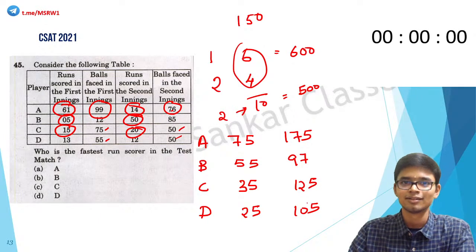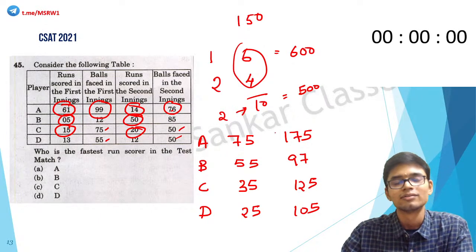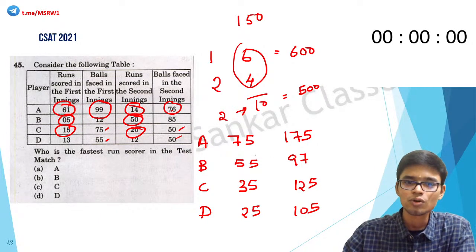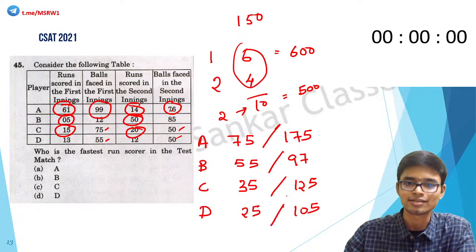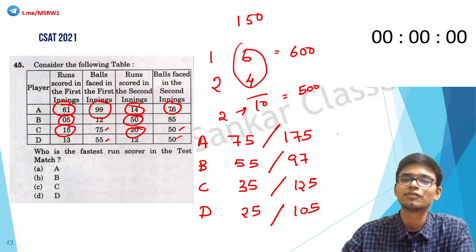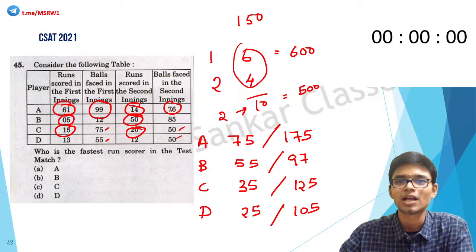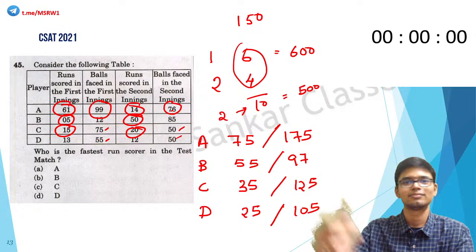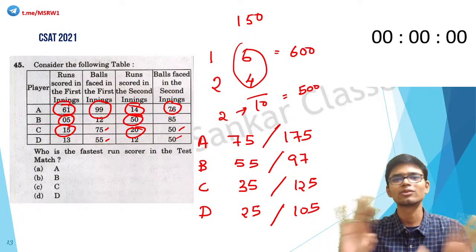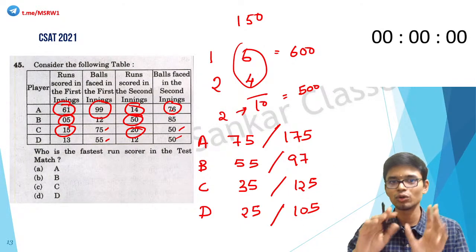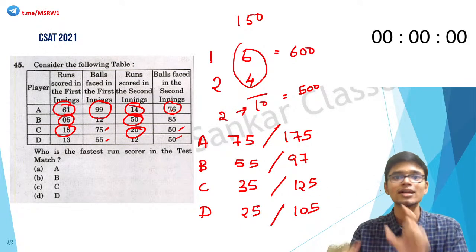Correct? True, right? Now, simply find the strike rate. So, 75 divided by 175. Just put a divide symbol here. That's it. 75 divided by 175. Any idea what the exact decimal is? We don't have to calculate actually. Very simple. You don't have to actually calculate the value. There is another easier way.